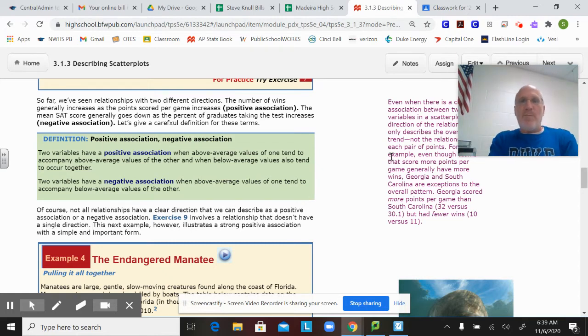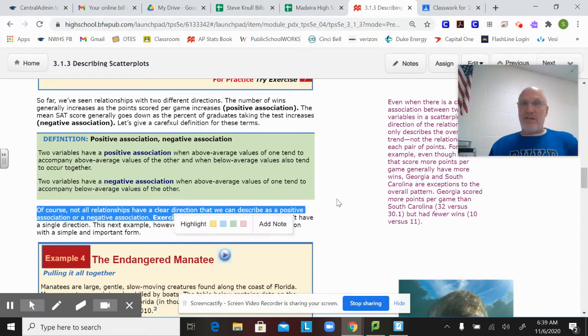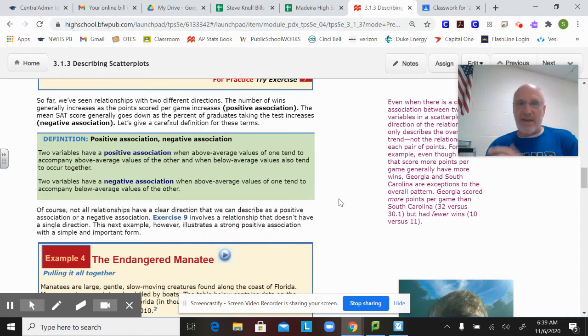This is getting a little technical. When above average values of one tend to accompany below average values of the other. So it's just trending down. And then it says, I like this. It says, of course, not all relationships have a clear direction that we can describe as positive or negative. Nothing wrong with that.